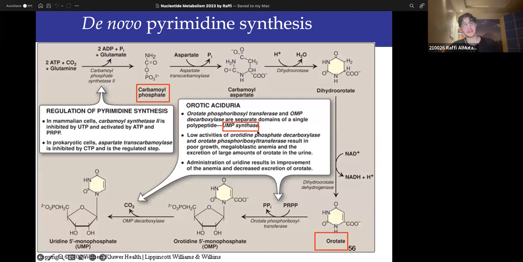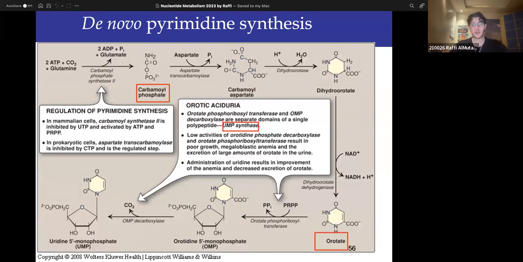If we block UMP synthase, we get accumulation of orotate, too much orotic acid. Very good. So we will have too much orotic acid, and this will go in the urine. So we call this orotic aciduria.